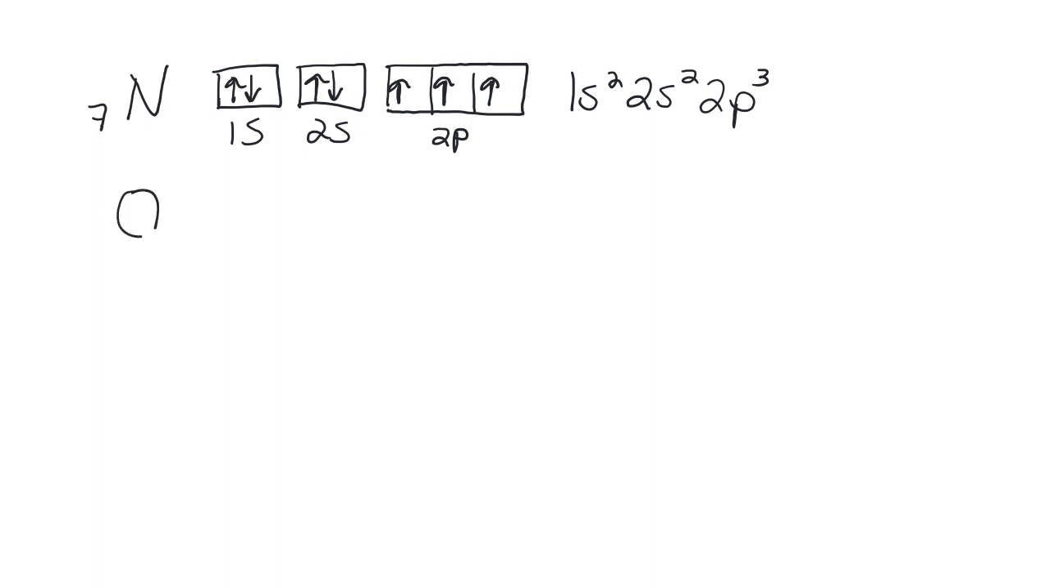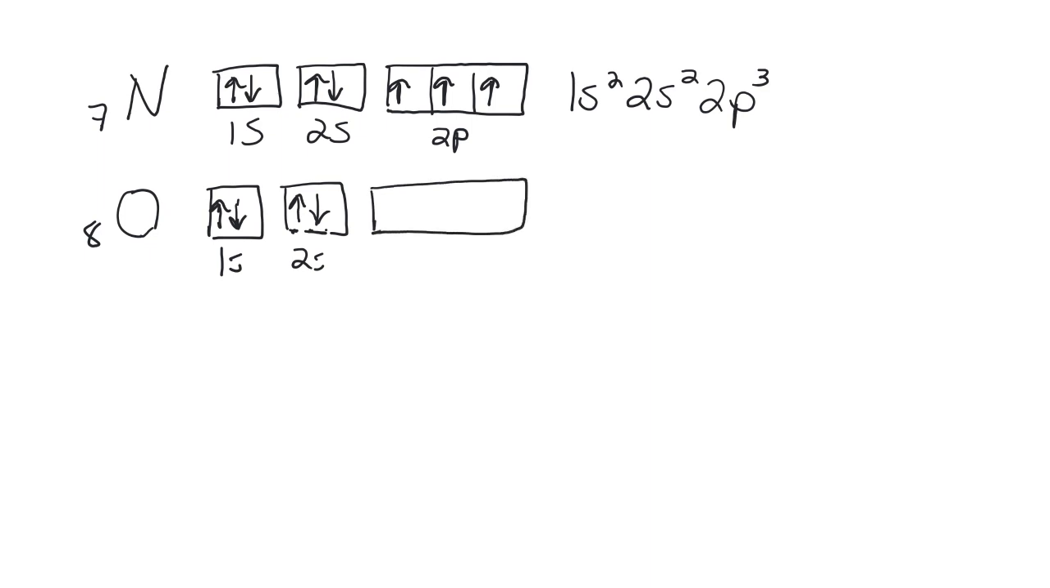Okay, oxygen has 8. Now we're going to do the 1s. Then we're going to do the 2s. And then we're going to do the 2p. Now at this point in time, there are 4 more electrons. So it's going to fill up like this and like this.